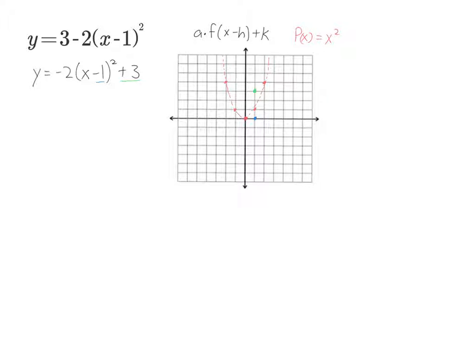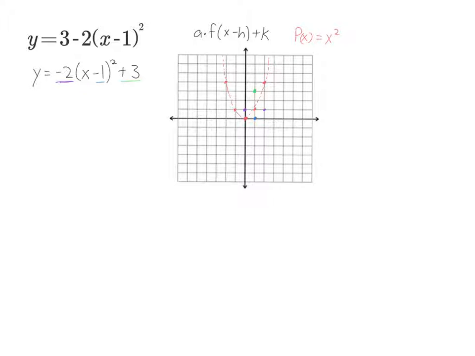Now the interesting one is this next piece right here, this negative 2. So this pretty much says that every y value is going to change by negative 2. So instead of going over 1 up 1, I'm actually going to go over 1 and then down double that, so 2. So that's going to take us to here.